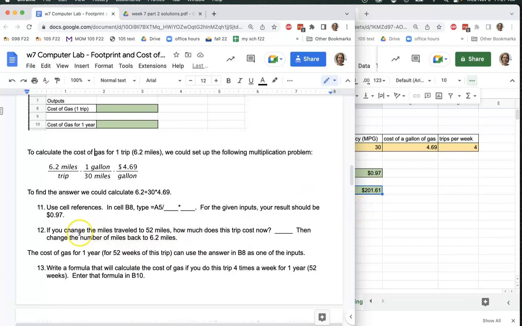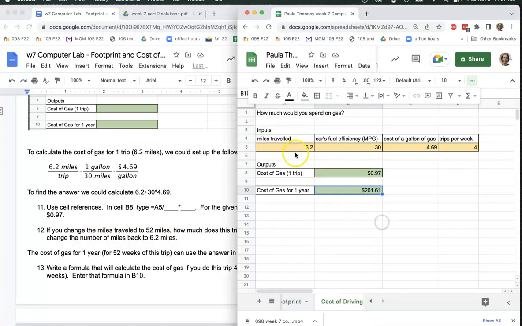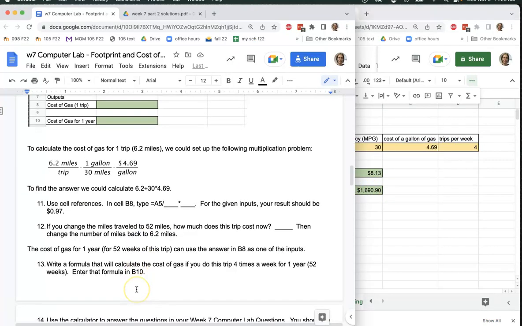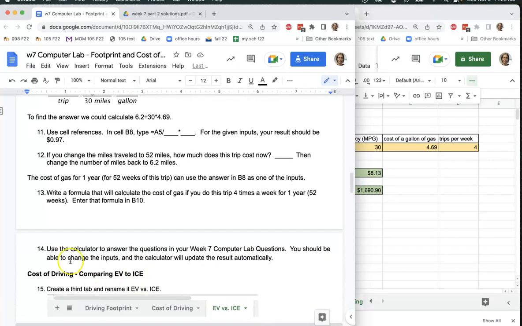And I just skipped over this. If you change the miles traveled to 52 miles, how much does the trip cost? Okay, so let's put in a 52-mile trip here. Wow, I would spend $8 for that trip. And if I do that 4 times a week, that's how much I'd spend for a year. So now you can use the calculator to answer the questions in your computer lab questions.